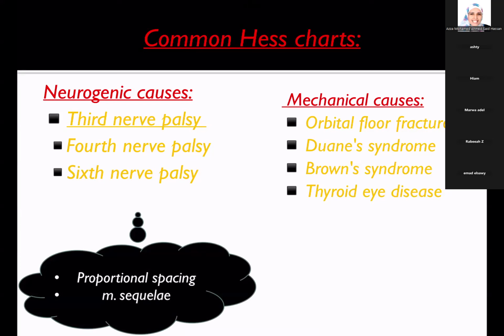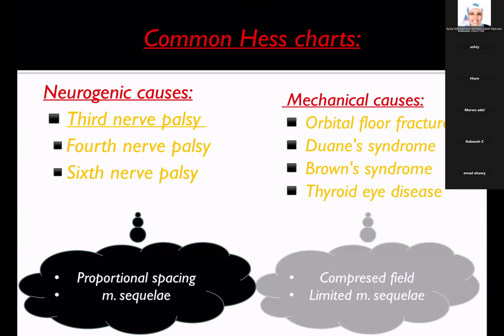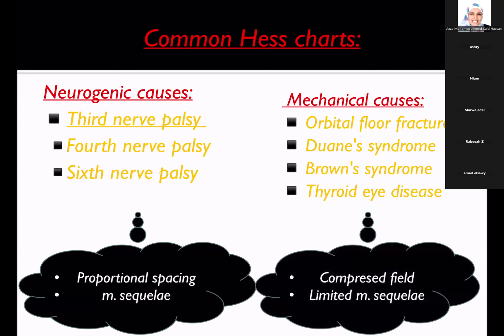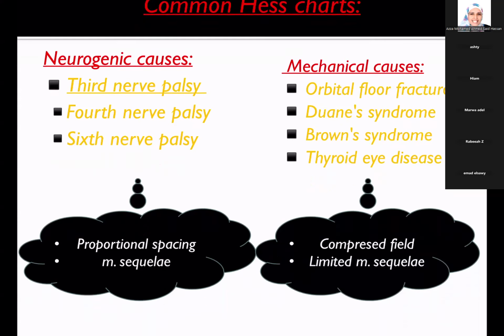It is interesting to mention that the neurological causes of diplopia can appear on the Hess chart as a proportional spread of muscle sequelae. It can pass through regular steps of muscle sequelae. While in mechanical causes, the field is usually affected in the Hess chart with a limited degree of muscle sequelae. We cannot tell that there is muscle sequelae in the Hess chart of mechanical causes of restrictive myopathy, like orbital floor fracture or thyroid eye disease. We'll go through some examples of Hess charts to differentiate these types.